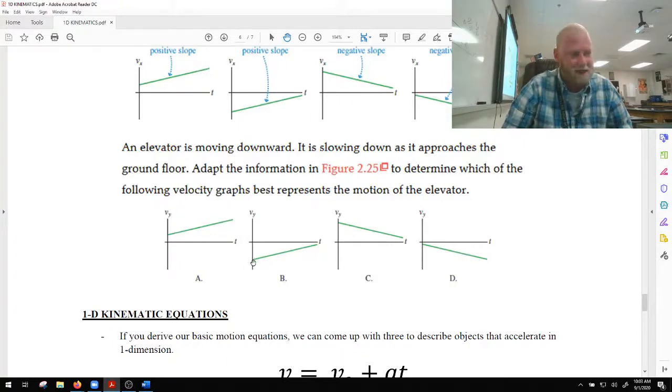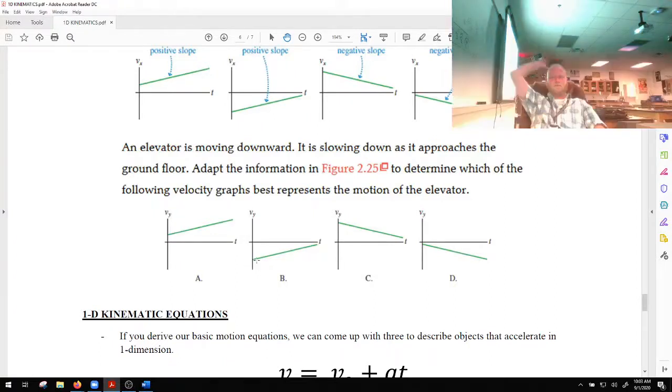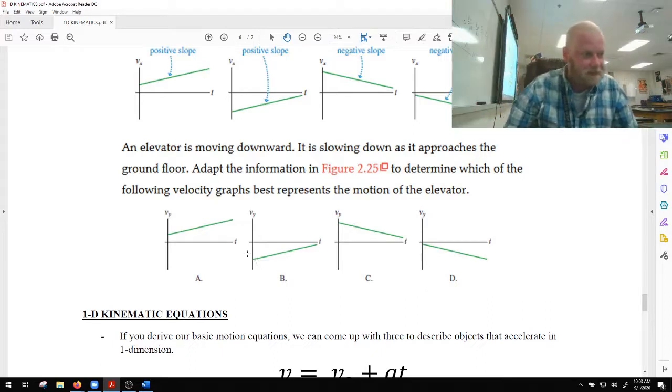Now B, on the other hand, shows us something that starts with a large negative velocity and slows down towards 0. Right, so that would be the elevator in question here. Right, as it approaches the ground floor, its negative velocity decreases towards 0.